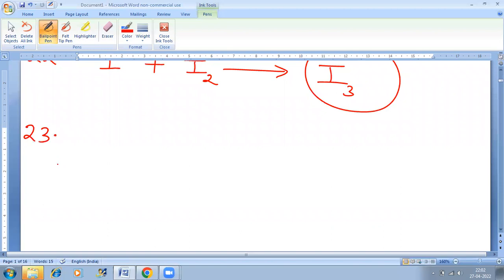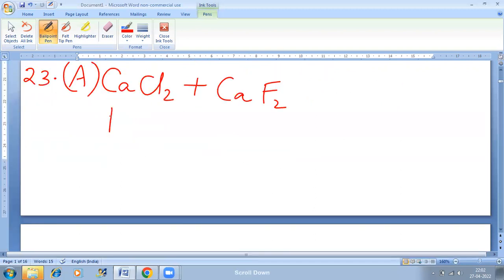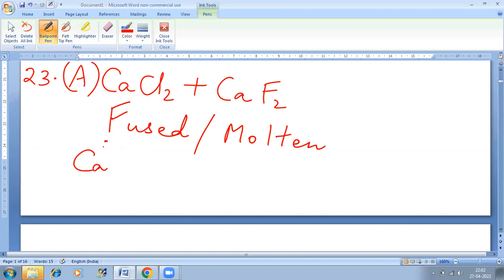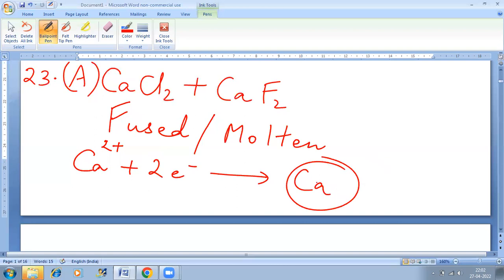23rd. Electrolysis of calcium chloride and calcium fluoride. Now here, if you look at this option, that is the first option A. This is correct because everything is fused. What is the meaning of fused? Fused means molten. So only Ca2+ ions can get reduced to give me calcium. Hence I obtain calcium, hence this is correct.